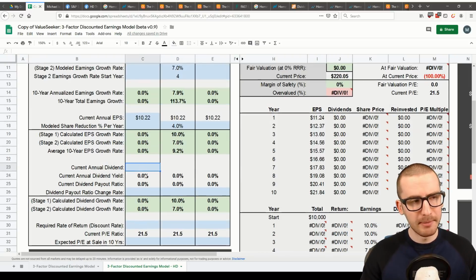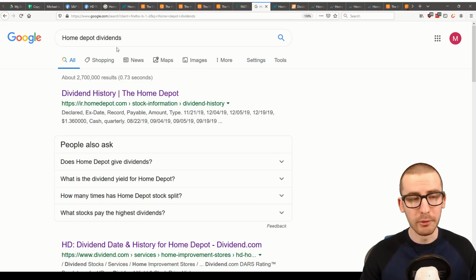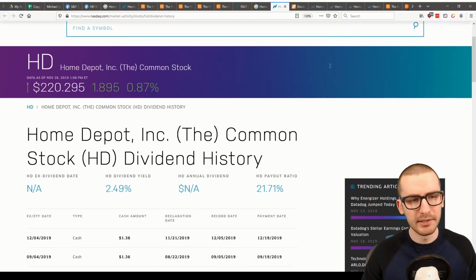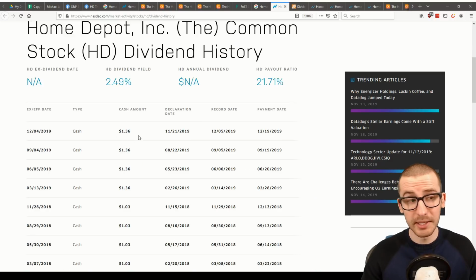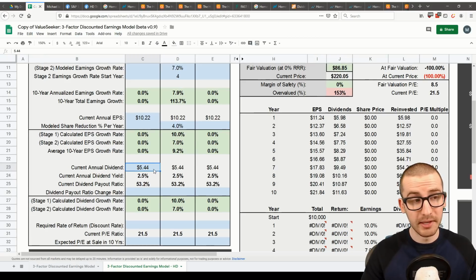So now the next piece in the model is looking up the current annual dividend. That's fairly straightforward. With a Google search, you can type the name of the stock and dividends, and NASDAQ.com, again, is a good resource for this. Or you can pull it directly from the investor relations website of the company of the stock you're looking at. In this case, we can see that Home Depot has paid a quarterly dividend of $1.36, and that equates to an annualized dividend payout of $5.44.